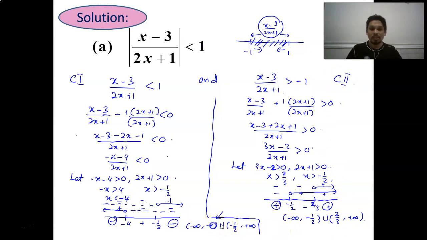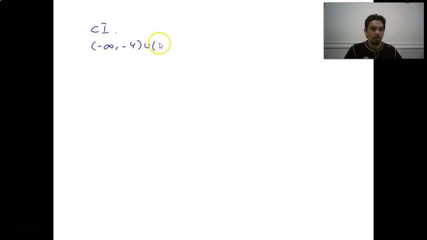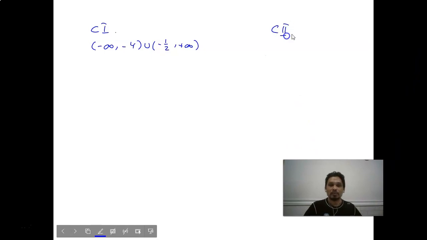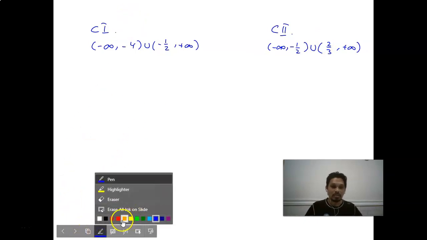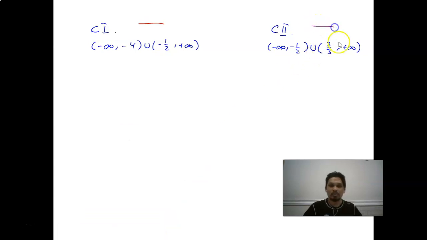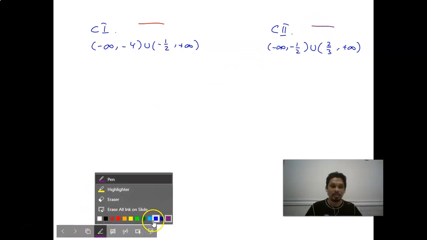We are going to bring these two solution sets in one number line, and we finalize using this term of n. Okay, case number 1 is negative infinity until negative 4 union negative 1 over 2 to positive infinity. And case number 2 is negative infinity until negative 1 over 2 union 2 over 3 to positive infinity. For case number 1, I'll sketch with red ink, and for case number 2, I'll sketch the number line with purple ink.